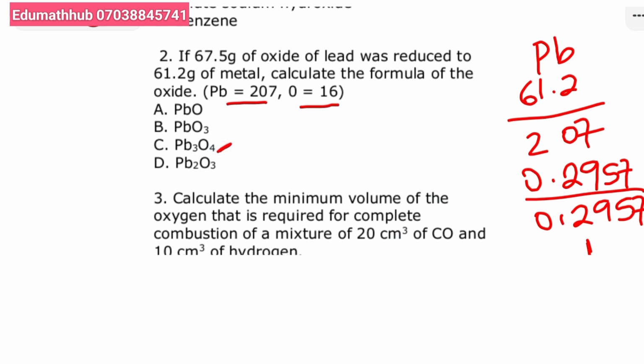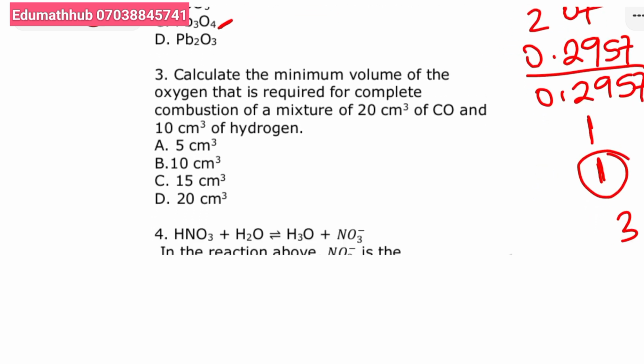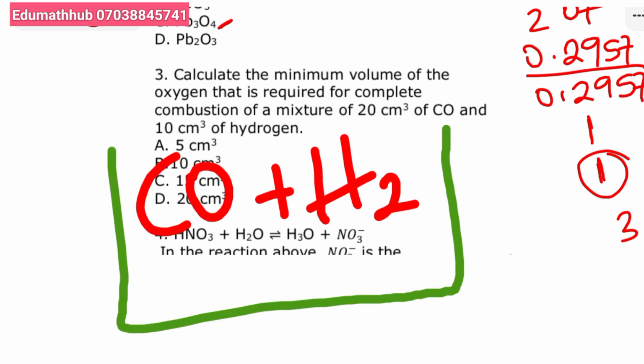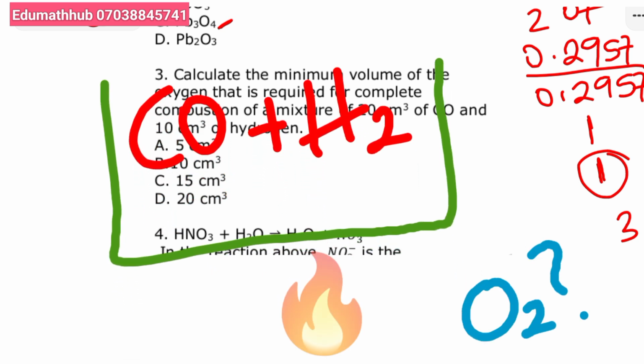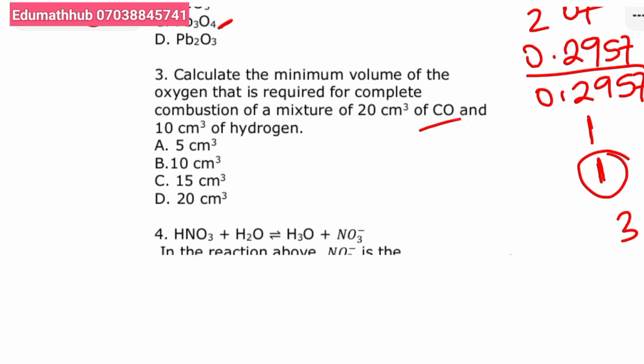Okay. So for the next one, calculate the minimum volume of the oxygen that is required for complete combustion of a mixture of 20 cm³ of CO and 10 cm³ of hydrogen. So it's a mixture of CO mixed with hydrogen. So we're looking for the amount of O2 that will be used to burn both of them. So we're going to do a reaction between CO and oxygen, then between hydrogen and oxygen.